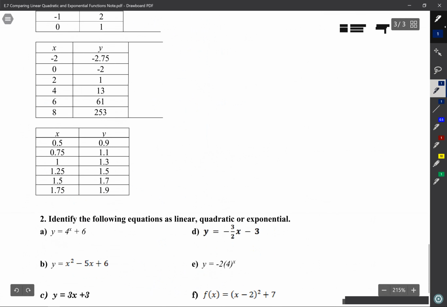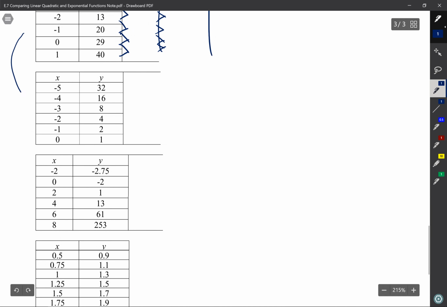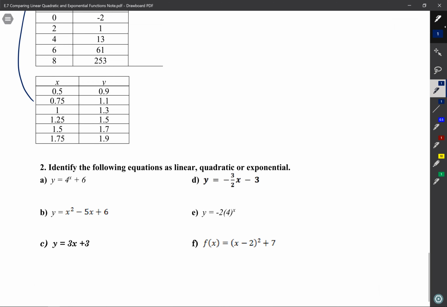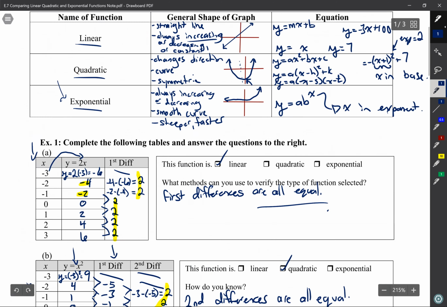So please solve all four of these tables of values. Let me know what kind of function they are, and identify, for these 6 examples down here, what kind of function we're dealing with. Thank you.